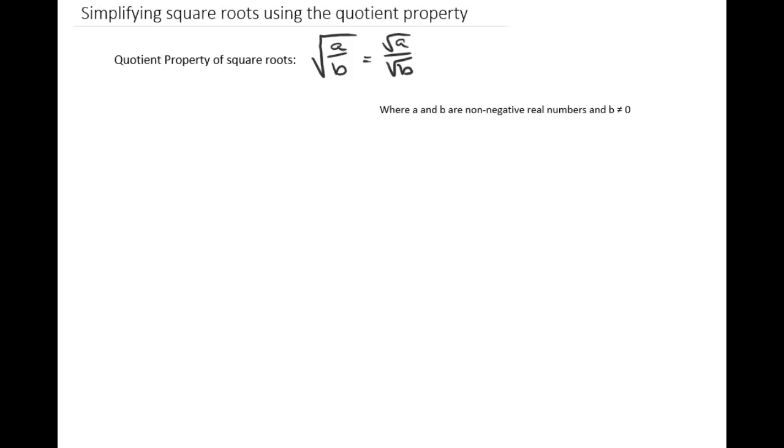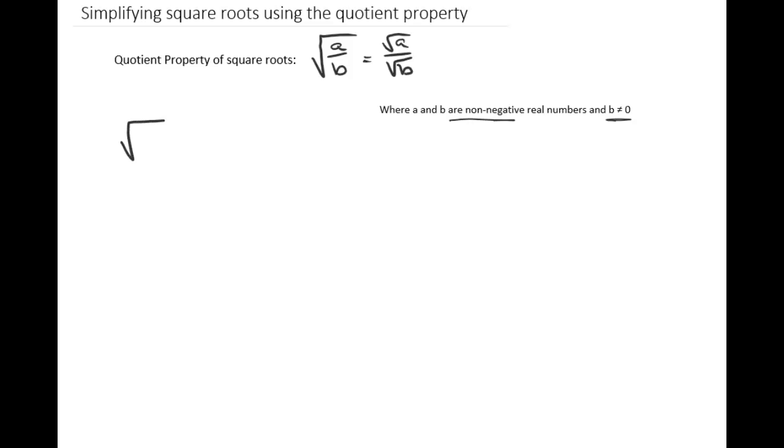In this video, we are going to look at simplifying square roots using the quotient property. The quotient property of square roots says if you have the square root of a quotient or fraction, a over b, you can break that up into the square root of a over the square root of b, as long as a and b are non-negative, so positive, real numbers, and b is not equal to 0, because we cannot have 0 in the bottom of the fraction. It's considered undefined.